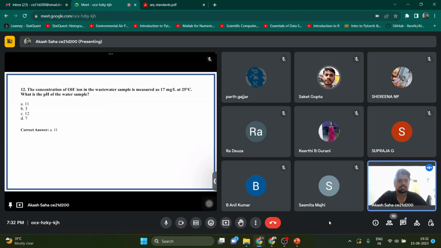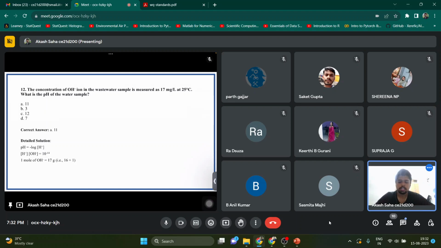Let's see how it comes. So first of all, we know pH is the negative logarithm of H plus ion concentration. So first we have to find out what the H plus ion concentration is. We also know that if you multiply H plus ion concentration and OH minus ion concentration, it will lead up to 10 raised to power minus 14. This is a fact.